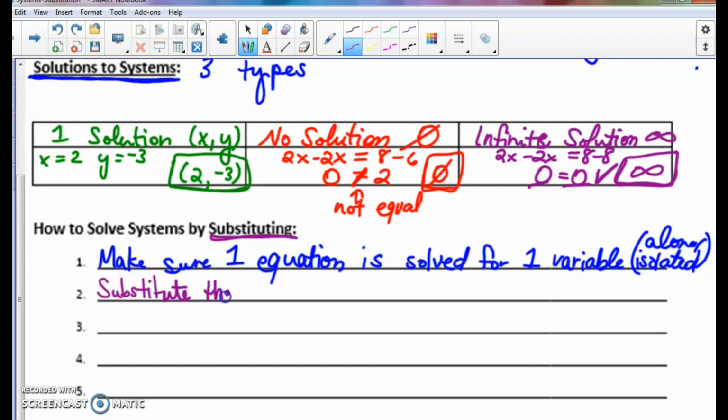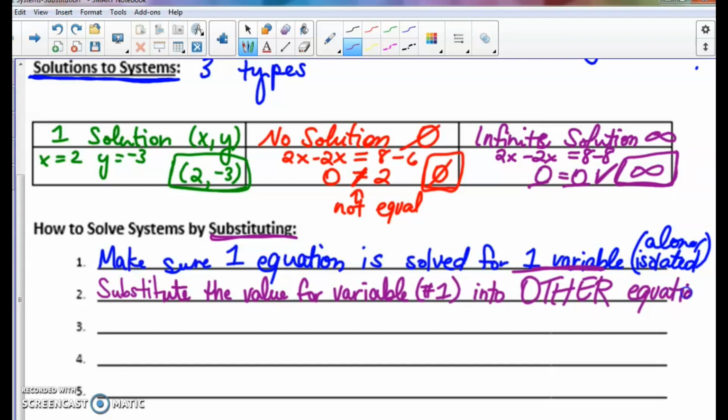The value for the variable, and that's step 1. So where you have your variable isolated into, and this is the most important part, the other equation. So anytime you substitute a value for a variable, you have to make sure you put it into that other equation in the system. Alright, step 3.